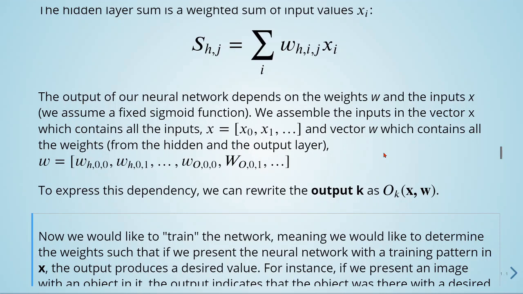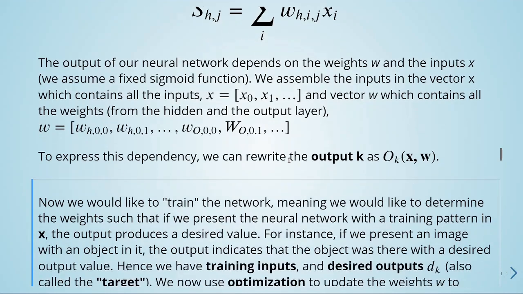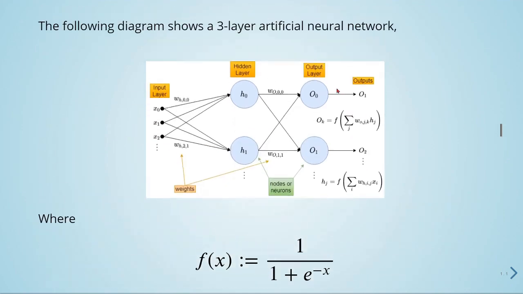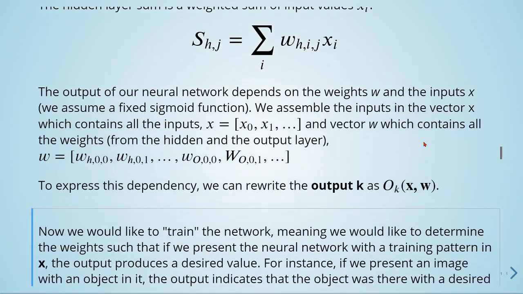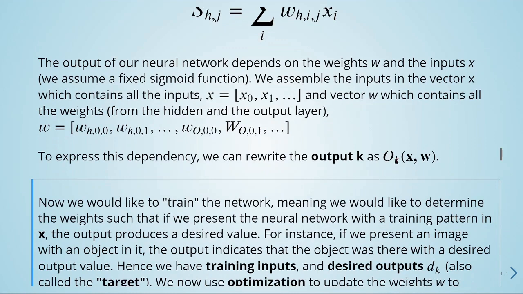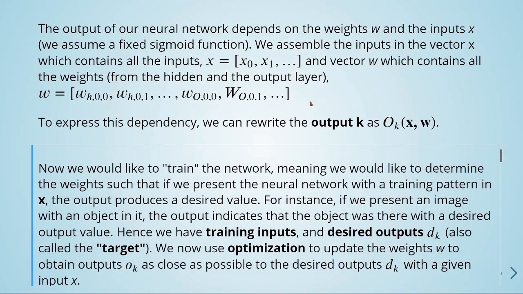If we assemble the inputs into a vector x, which contains all the inputs, and a vector w, which contains all the weights from the hidden and the output layer, then we can express the dependency, and we can rewrite the output k. So output 1, output 2, output 3, and so on. Output k as O k of x and w. So this is the output k.